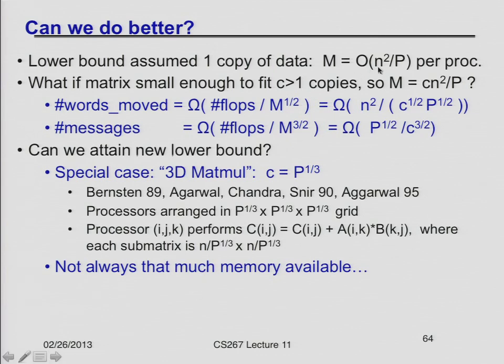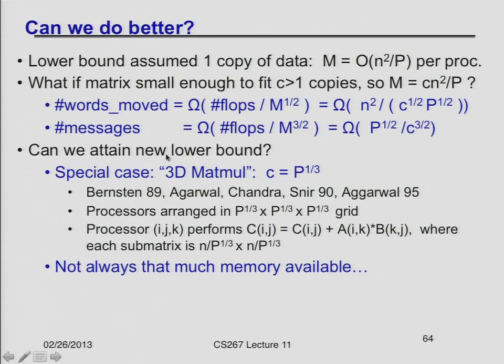If I have a lot of processors, each one has memory, I may be able to fit multiple copies of my data into all that memory. And so let me now add another parameter, which is how many copies of the data I can actually fit into my hardware memory. So my memory per processor is not going to be n squared over p, it's going to be c times n squared over p, when you tell me how much memory you have. So if I plug that in, I discover that the number of words moved goes down proportional to the square root of the number of copies, and the number of messages moved shrinks proportionally to the 3/2 power of the number of copies. And so that is really my goal now, to make all of linear algebra run this fast if I can.